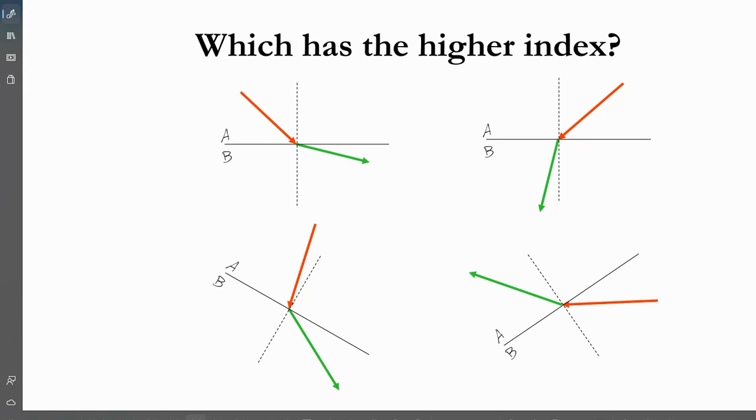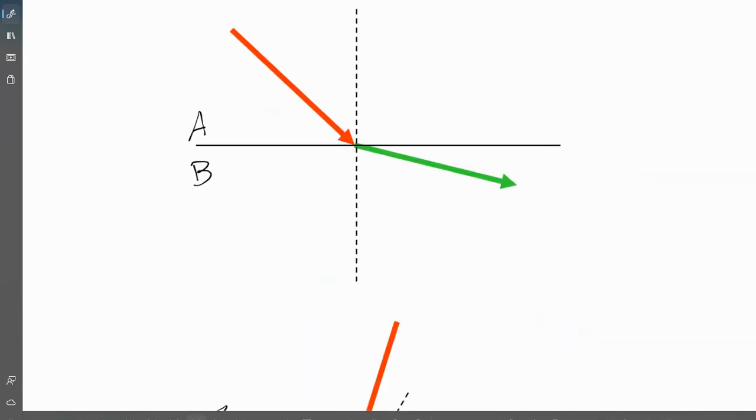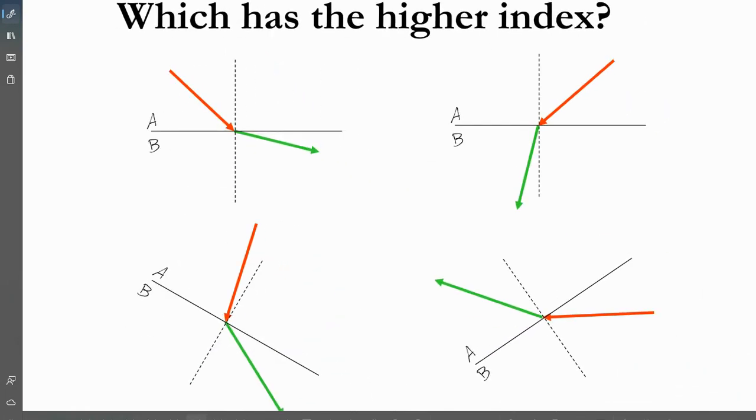Which has the higher index? Just indicate either A or B for each of these. So A or B. Go ahead and pause the video right now. Try out these 4 problems, and then restart the video, and I'll give you what the answers are.